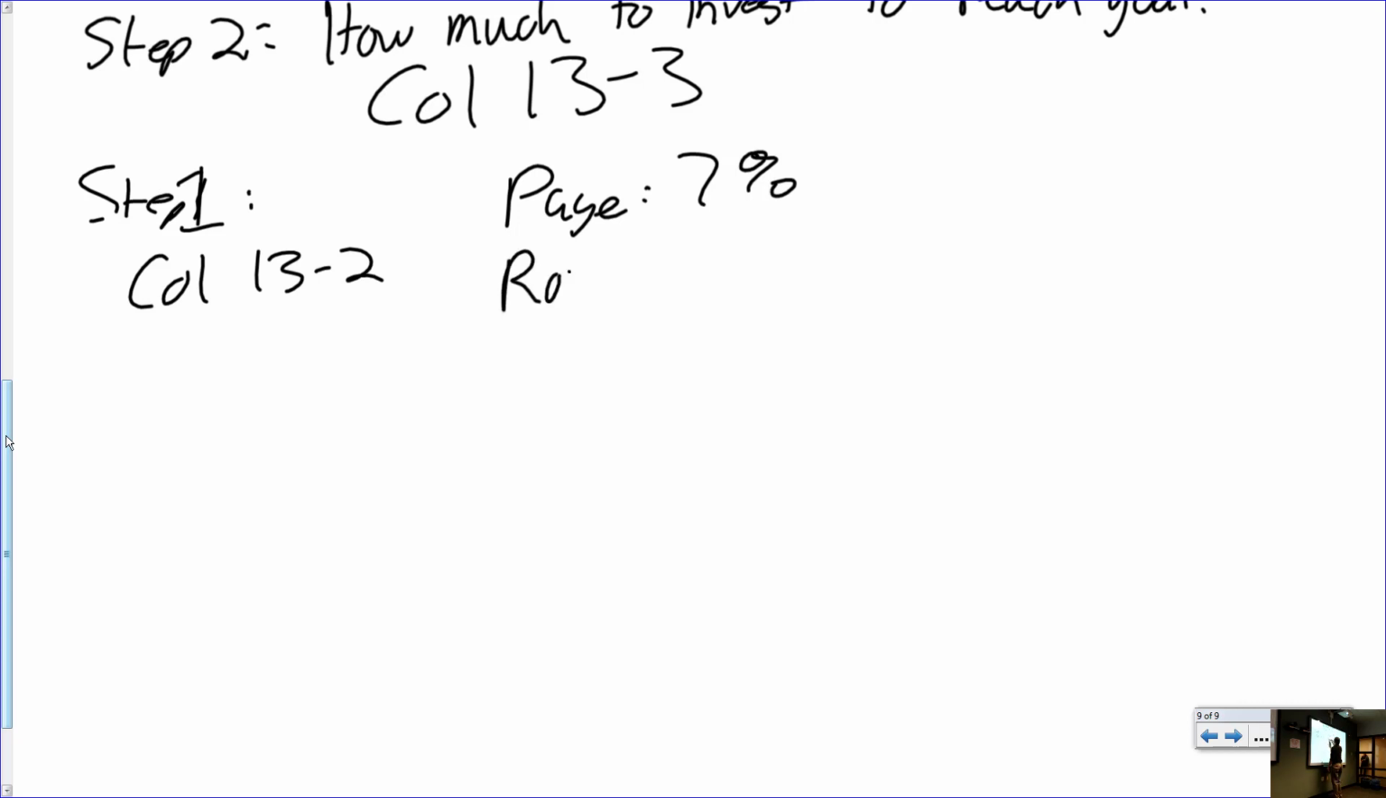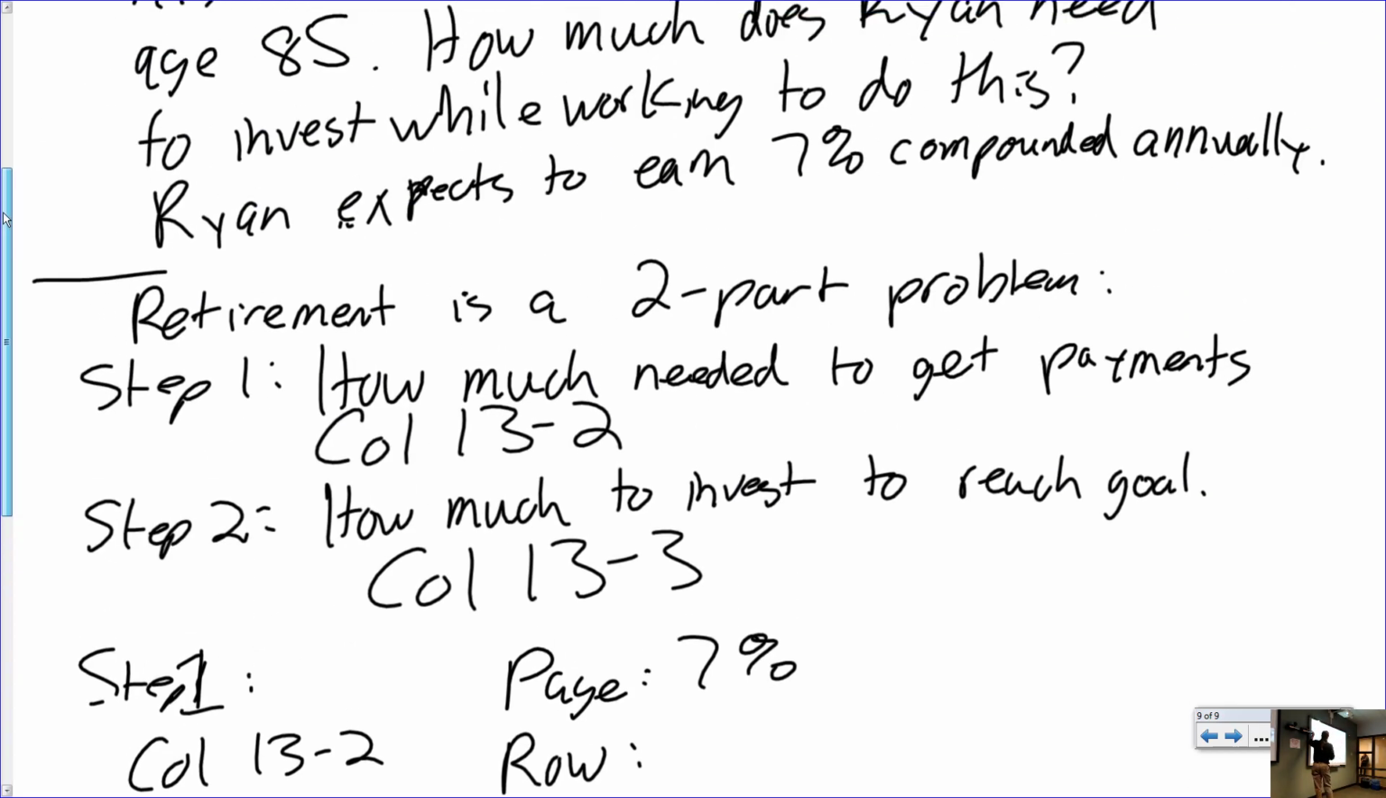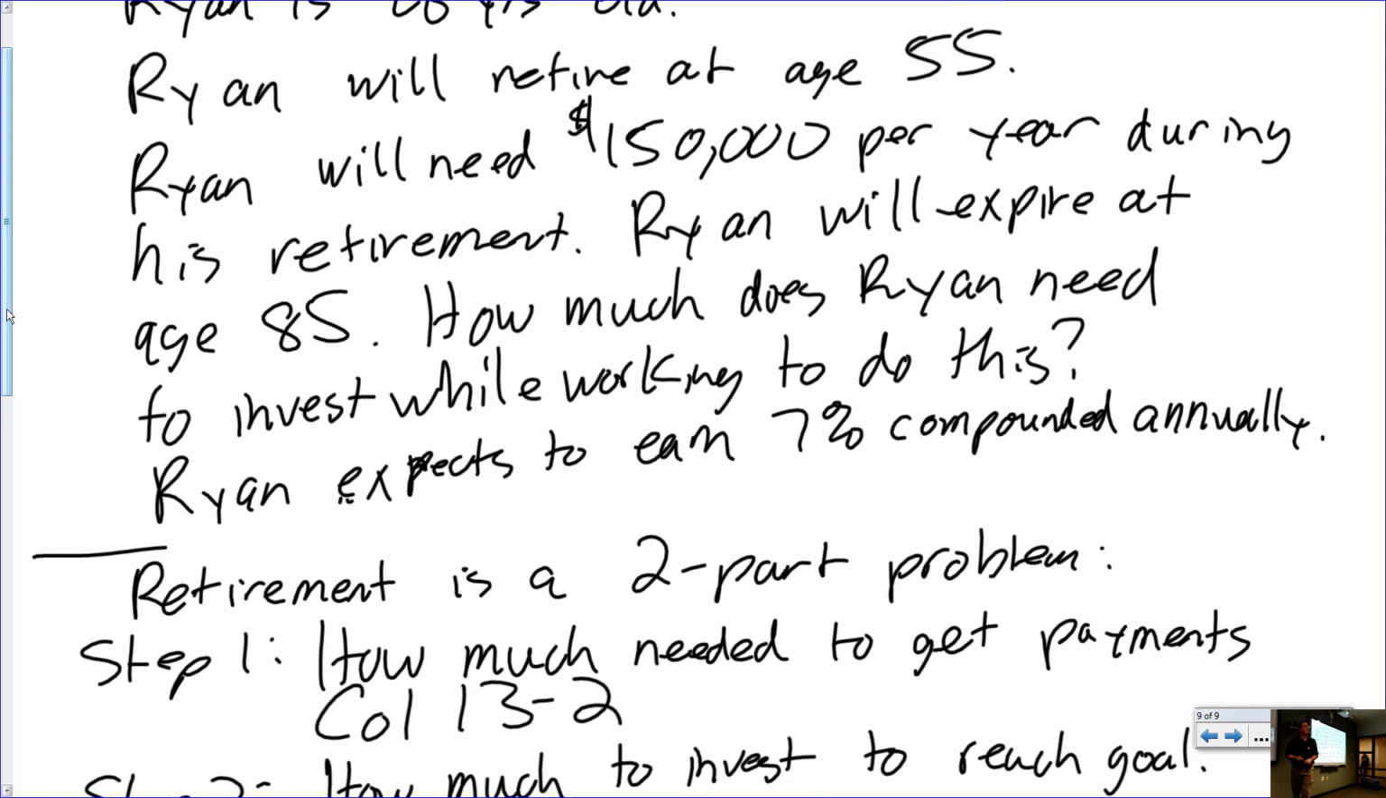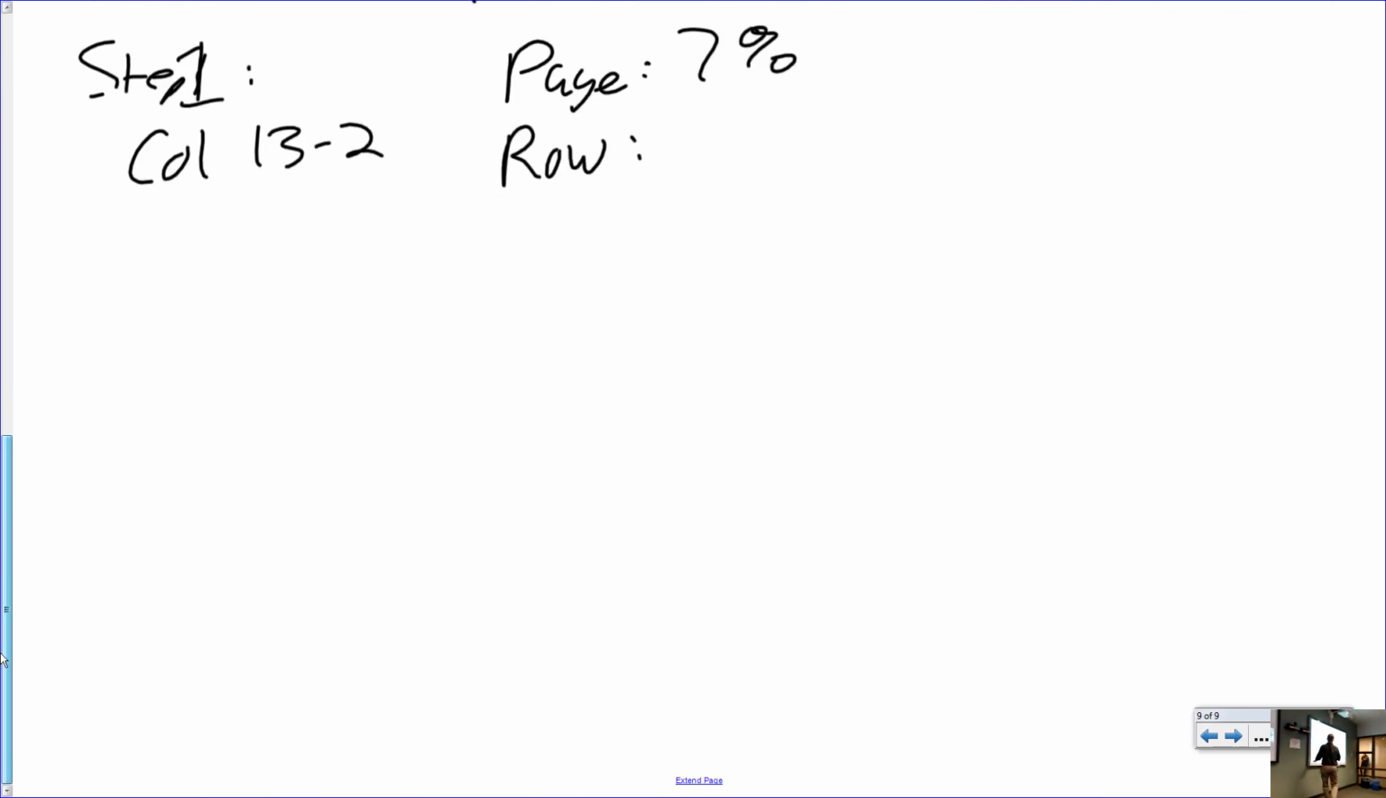All right, now here's the slightly tricky part. What row are we going to go to? Remember, folks, he's getting payments. When do you get payments out of your retirement account? When you're retired. When do you stop getting payments out of your retirement account? When you die. When you expire, right? So how many years does Ryan need to pay himself? 30. 30, right? From age 55 to 85, he's going to pay himself 150 grand. 30 years. 85 minus 55, all right?